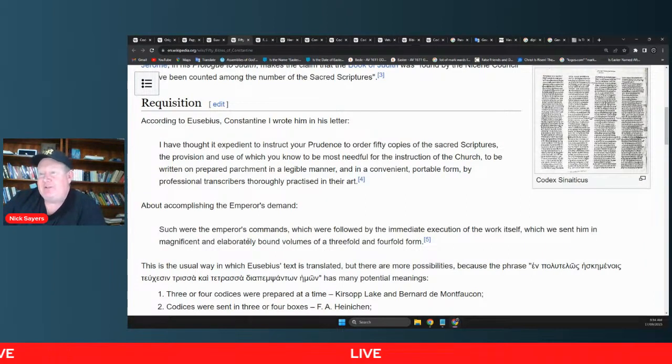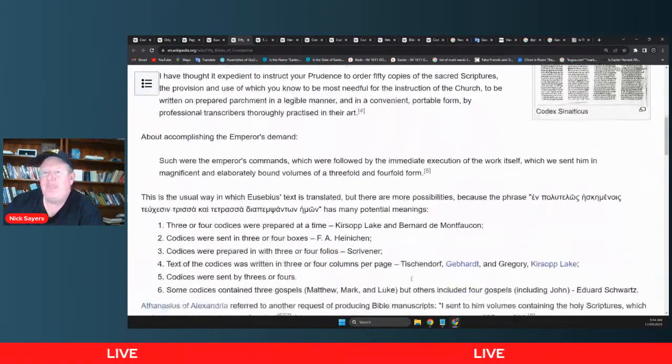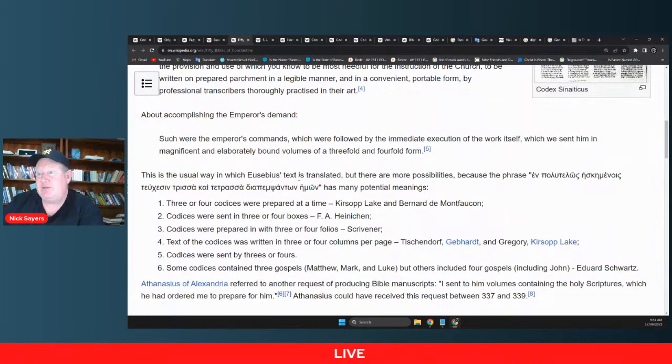About accomplishing the emperor's demand. "Such were the emperor's commands, which were followed by the immediate execution of the work itself, which we sent him in magnificent and elaborately bound volumes of a threefold and fourfold form." This is the usual way in which Eusebius's text is translated, but there are more possibilities because the phrase "en polytelos askemenos," and I won't go through the rest of that Greek there, has many potential meanings.